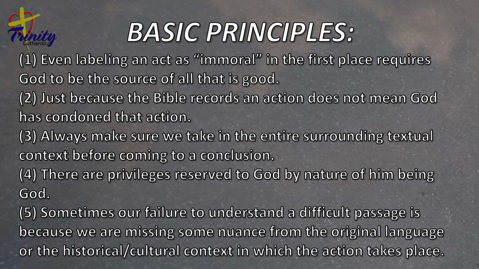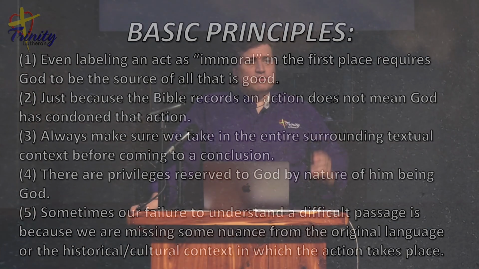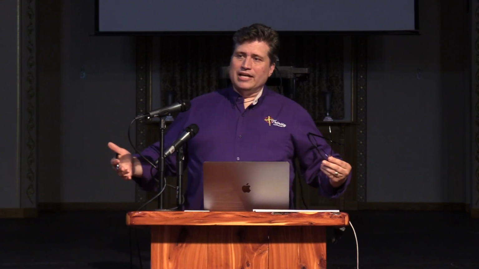Number 3, and this is one we're going to focus a lot on tonight, always make sure we take in the entire surrounding textual context before coming to a conclusion. A lot of times when people raise these objections or we come across a difficult passage, it's because we're reading that passage in isolation. We're not reading what comes before it. We're not reading what comes after it. We're not reading, if it's about a particular character, the example we used last week was Abraham. Well, you've got to know a little bit more. What do we know about Abraham's story leading up to that event? What happened in even the chapters beforehand? So you have to understand the full surrounding textual context.